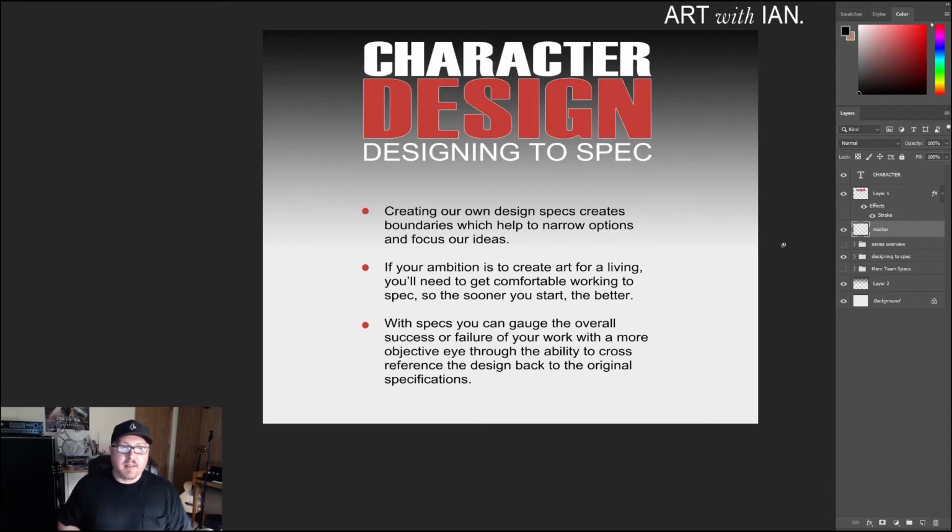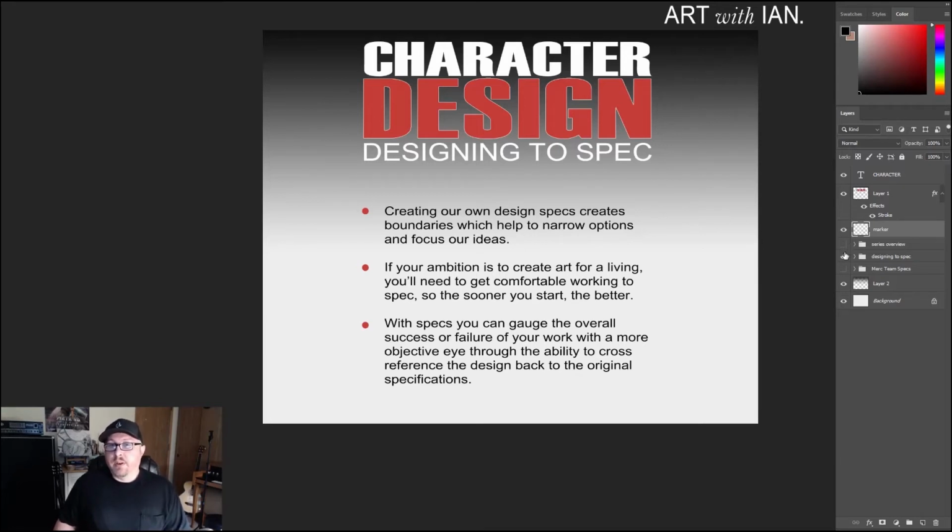Okay, and then lastly, with specs, you can gauge the overall success or failure of your work with a more objective eye through the ability to cross-reference the design you came up with back to the original spec. So when you don't have a spec, you just draw and you either say I like it or I don't like it. But with specs in place, you can finish the design, look at it, and then go back to the specs and say, did I actually succeed? If I'm the client and I hired me, does this feel like I got what I asked for? And that's really important.